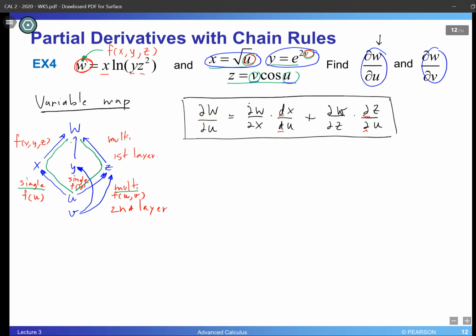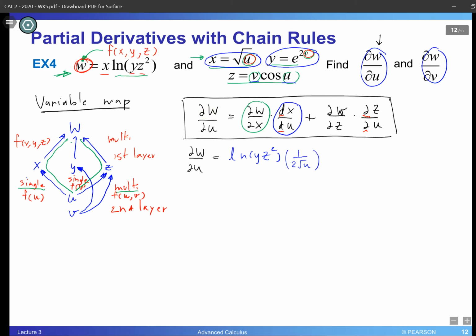So dw by du is going to be equal to the first term. Let's work on this one. dw by dx, so we are going to diff this with respect to x, treating the back term as constant. So in the end, we are going to get this ln yz square out of that. Now next term, dx by du. I need to diff this x with respect to u, and as you know, I am going to get this 1 over 2 square root of u.